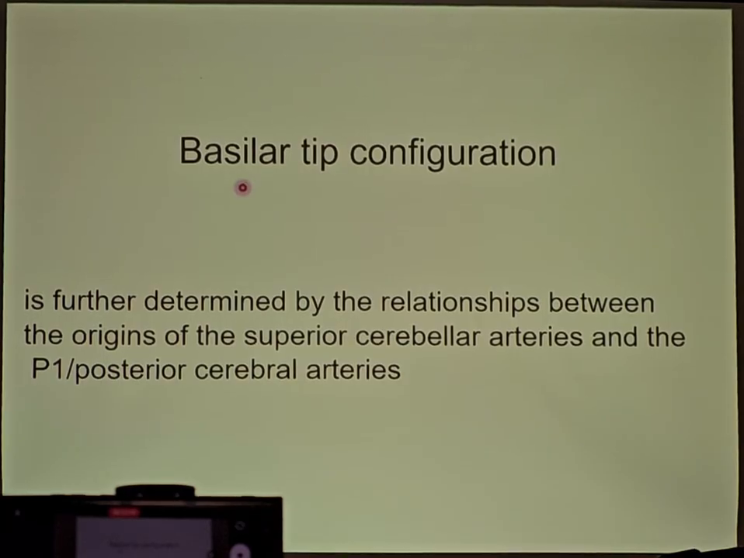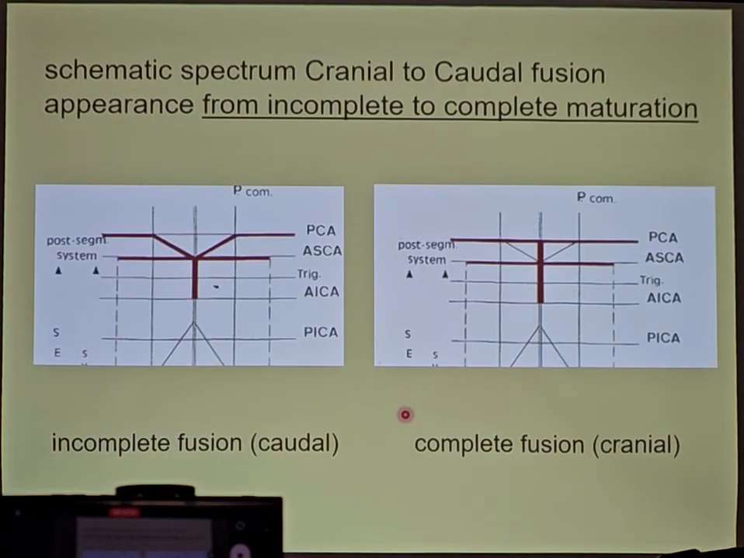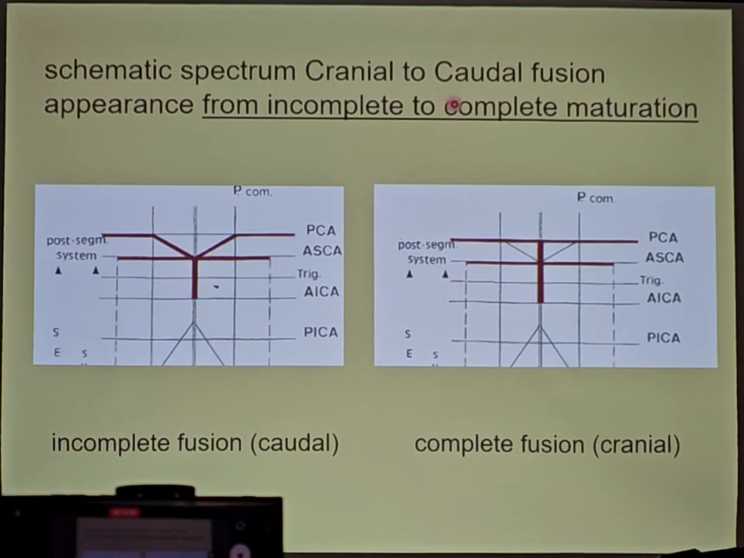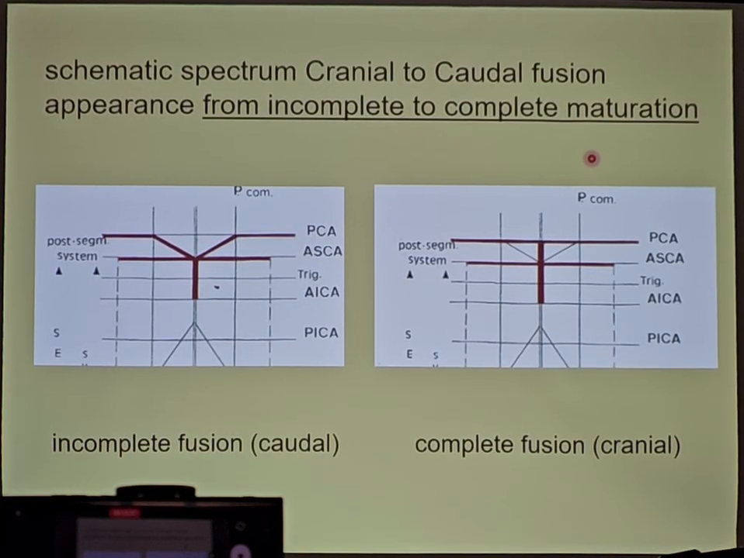So let's look a little bit at the basilar tip configuration. It's further determined by the relationship between the origins of the superior cerebellar arteries and the P1 posterior cerebral arteries. And I'll explain that now. So look at this. So we have a spectrum from cranial to caudal fusion appearance, from incomplete to complete maturation. So as I said before, the fusion phenomenon starts at the trigeminal level, works its way upwards. It's like a zipper going up.